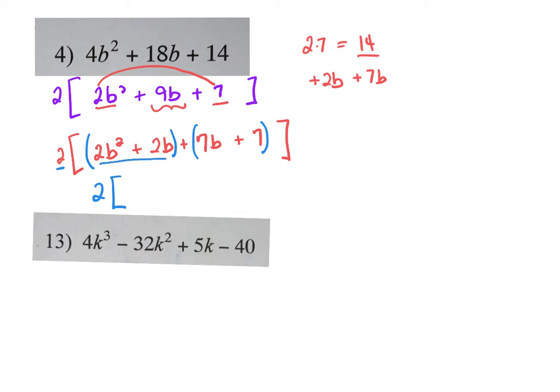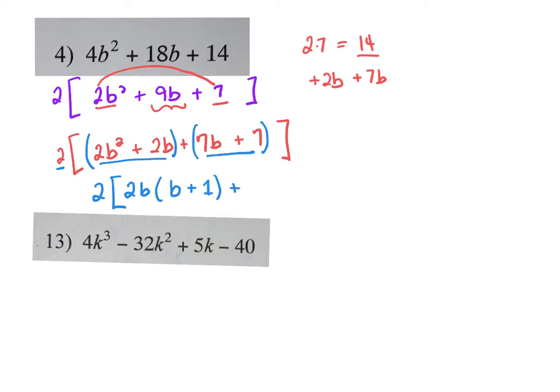What can come out of 2b squared plus 2b? 2 and what variable? B. So take a 2b out. 2 divided by 2 is 1. I had b squared. Now I just have b because I took out one of them. 2b divided by 2b. What is anything divided by itself? 1.